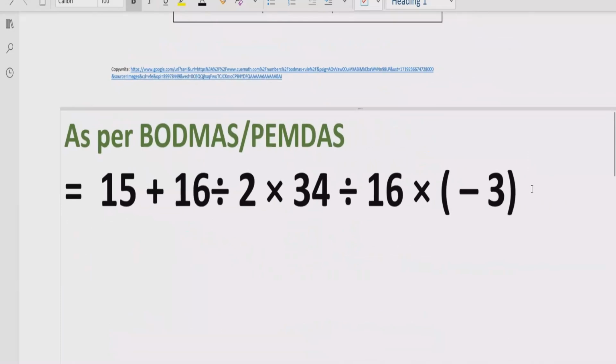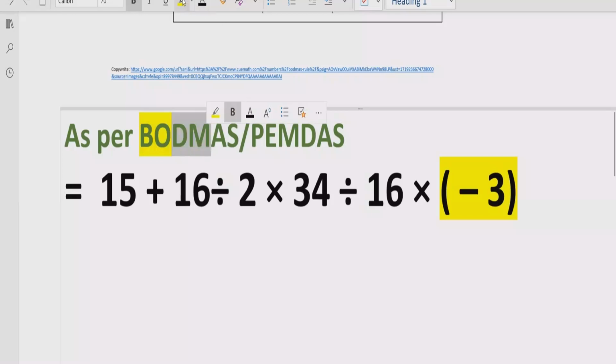According to the BODMAS and PEMDAS rule, first of all, we have to solve the bracket. You might say this one is the bracket, but it contains only one term with a minus sign, which is why we wrote -3 in the bracket. So we cannot say this is a bracket which we will solve here. Step number 2 is you have to solve the exponent part. We do not have any exponent part in our expression, so we will skip this step as well.